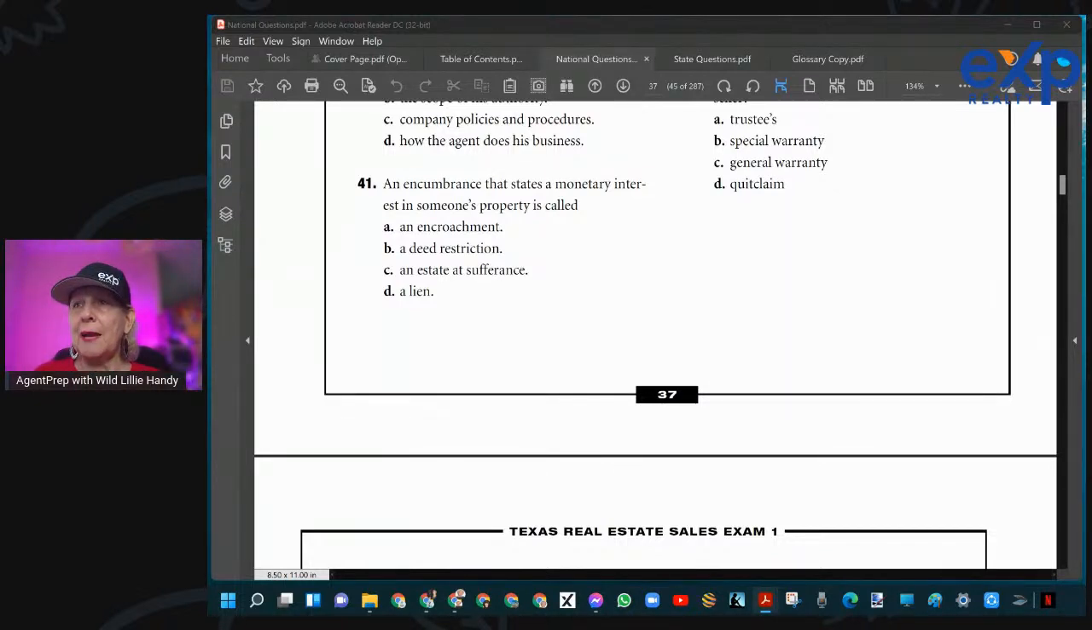So type your answer on the chat. I'll give you a moment to do that. And then I too will type the answer in the chat. Okay, so far I have 41D from Rosaura. I have 41A.